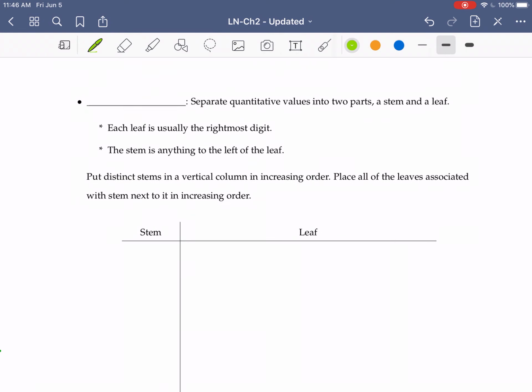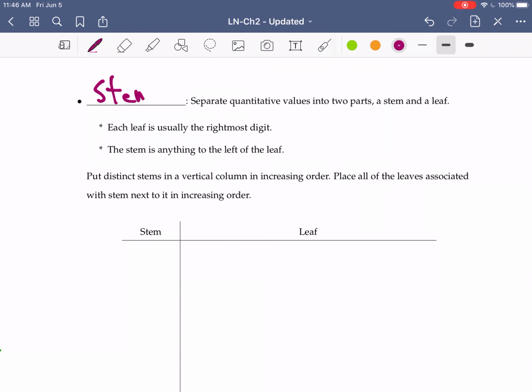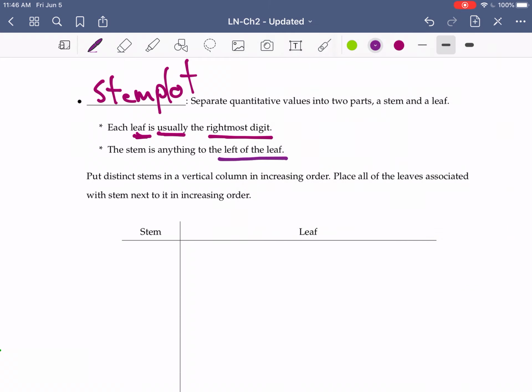The next type of distribution that we have is a stem plot. It's also sometimes called a stem and leaf plot. Each leaf is usually the rightmost digit. The stem is then often anything to the left of that leaf. Now here you do want to have each of your data values end at the same digit. You want them to end at the same digit.